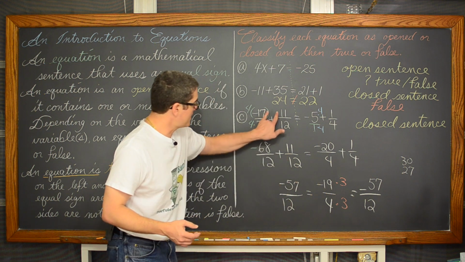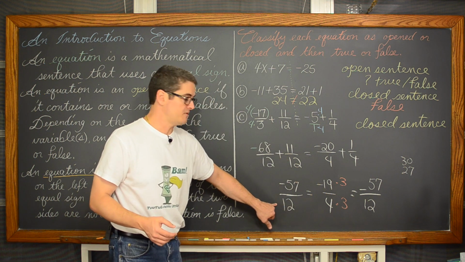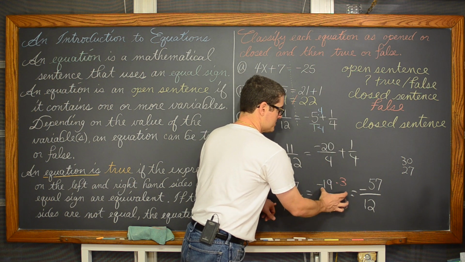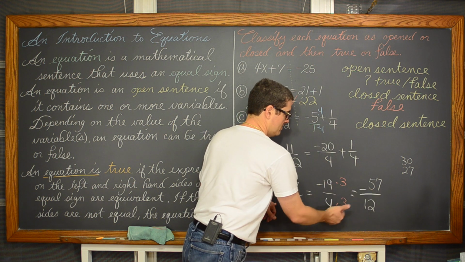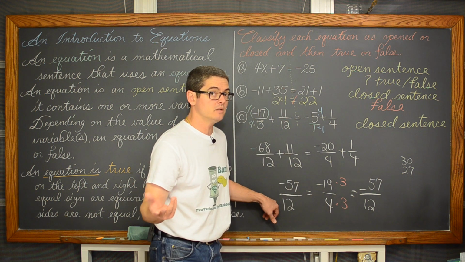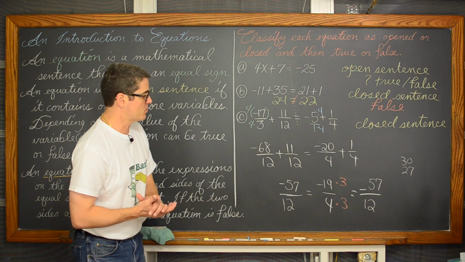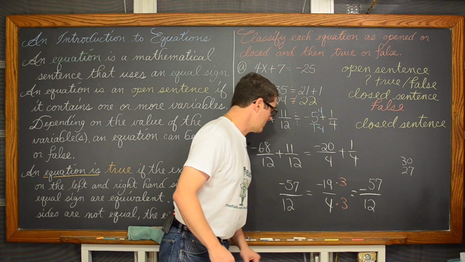The left side added down until you got to negative 57 over 12. We added the two fractions on the right, and we also got, after we multiplied the numerator and denominator by 3, 3 divided by 3 is 1. So I'm just making this look different, not changing its value. I got negative 57 over 12 again. So the left and the right side are equal.